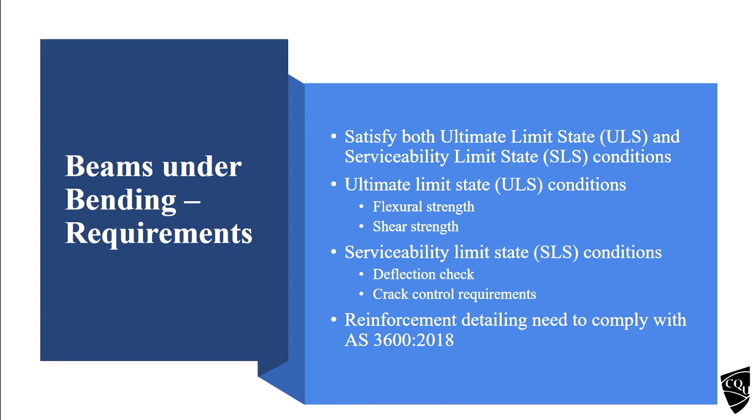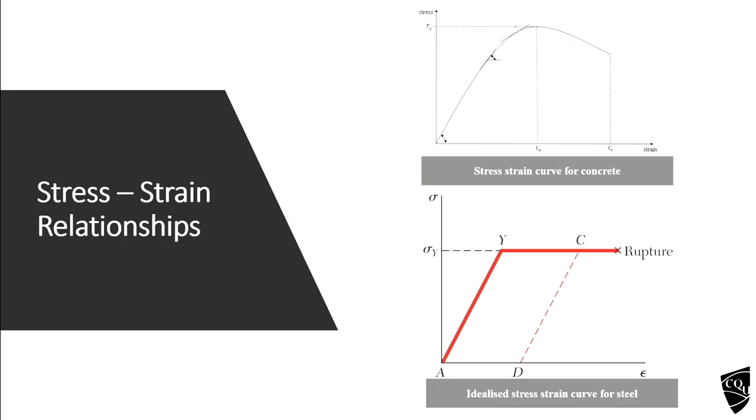These are the two things. Under the bending, we need to make sure we satisfy both ultimate and serviceability cases. Last week we discussed the deflection and crack control requirements. Now we need to make sure we comply with the flexural strength and shear strength requirements. Then we can discuss the detailing.